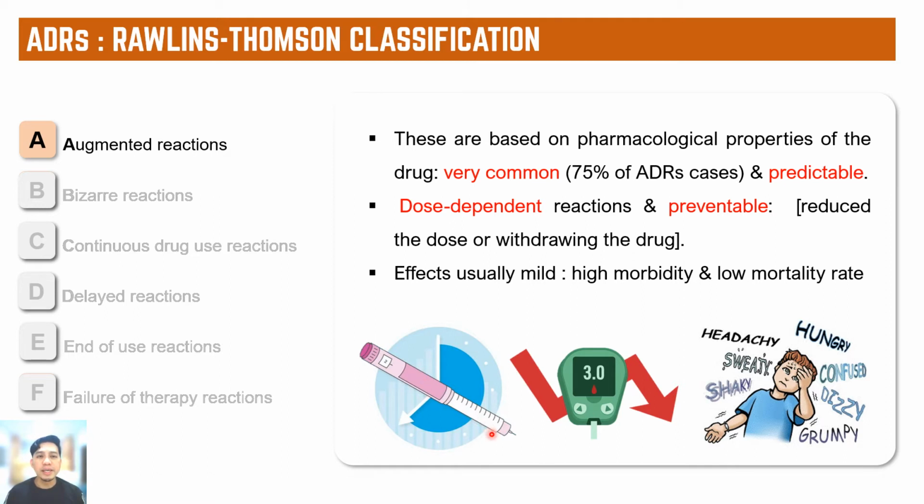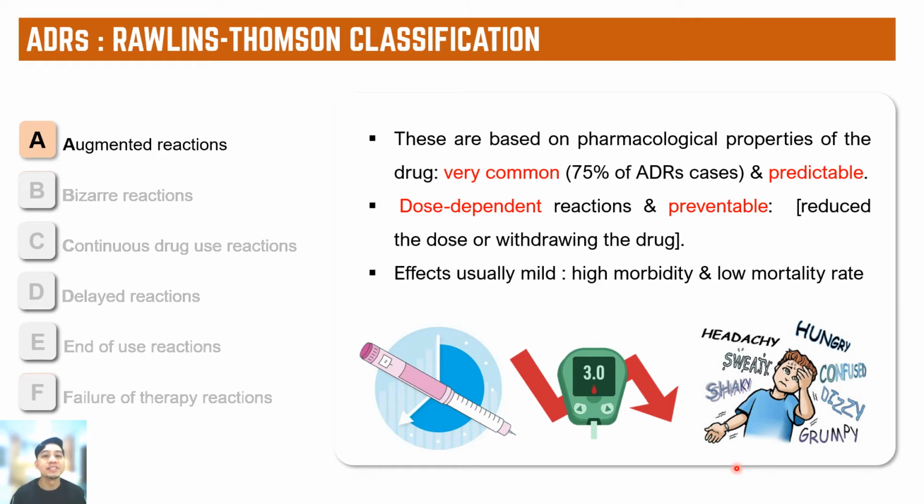But unfortunately, the patient may experience sweating, palpitation, and weakness if the blood sugar level is reduced too much, to less than 3.0 millimole per liter. Thus, this reaction can be considered an exaggeration of the drug's therapeutic effects, which means these reactions are occurring due to the drug itself acting in excessive manners.